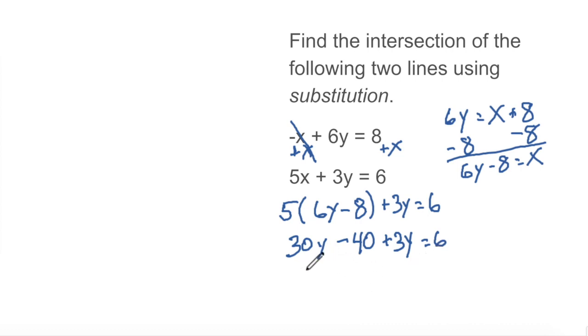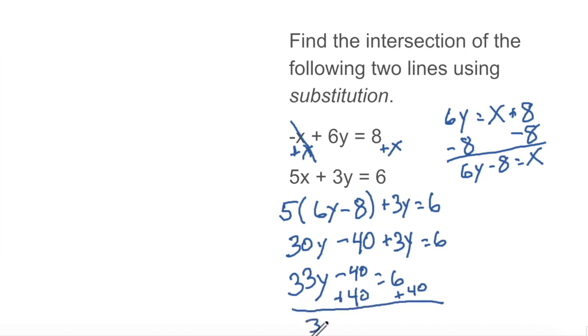After the distribution step, you're typically going to have to combine like terms. We have two y terms. And 30y plus 3y makes 33y, right? Minus 40 equals 6. Now we need to get rid of that 40. So we're going to add 40. And when we do that, we get 33y equals 46. And when we divide by 33, we get y equals 46 over 33.